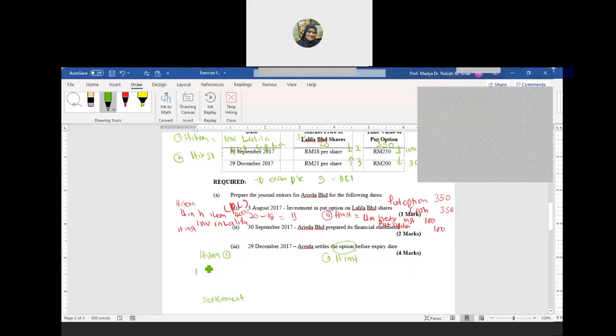Okay, you're going to debit your investment in Lalila, sorry, investment in Lalila. Yeah, and then credit gain on H items. Gain on H items. The amount that you have here is 6,000.